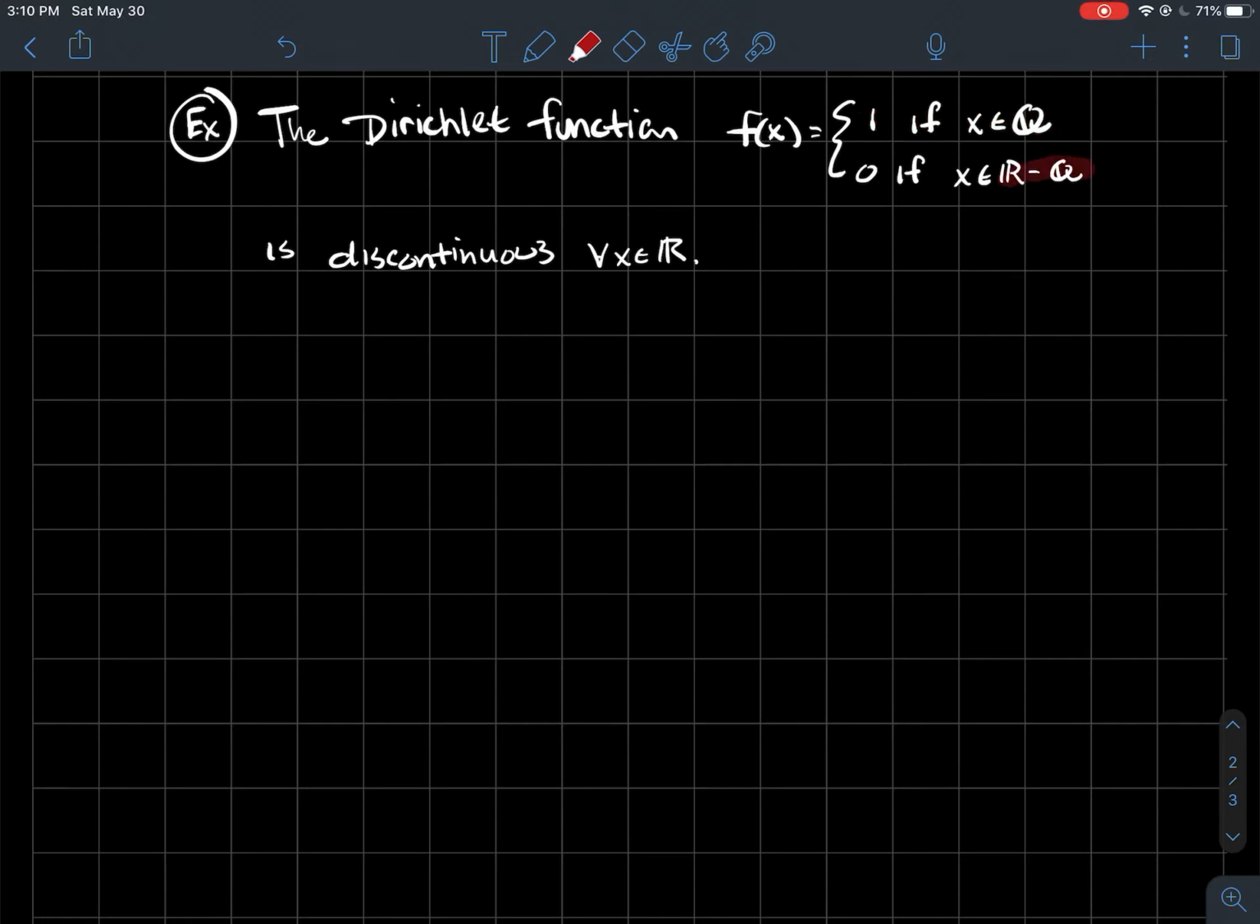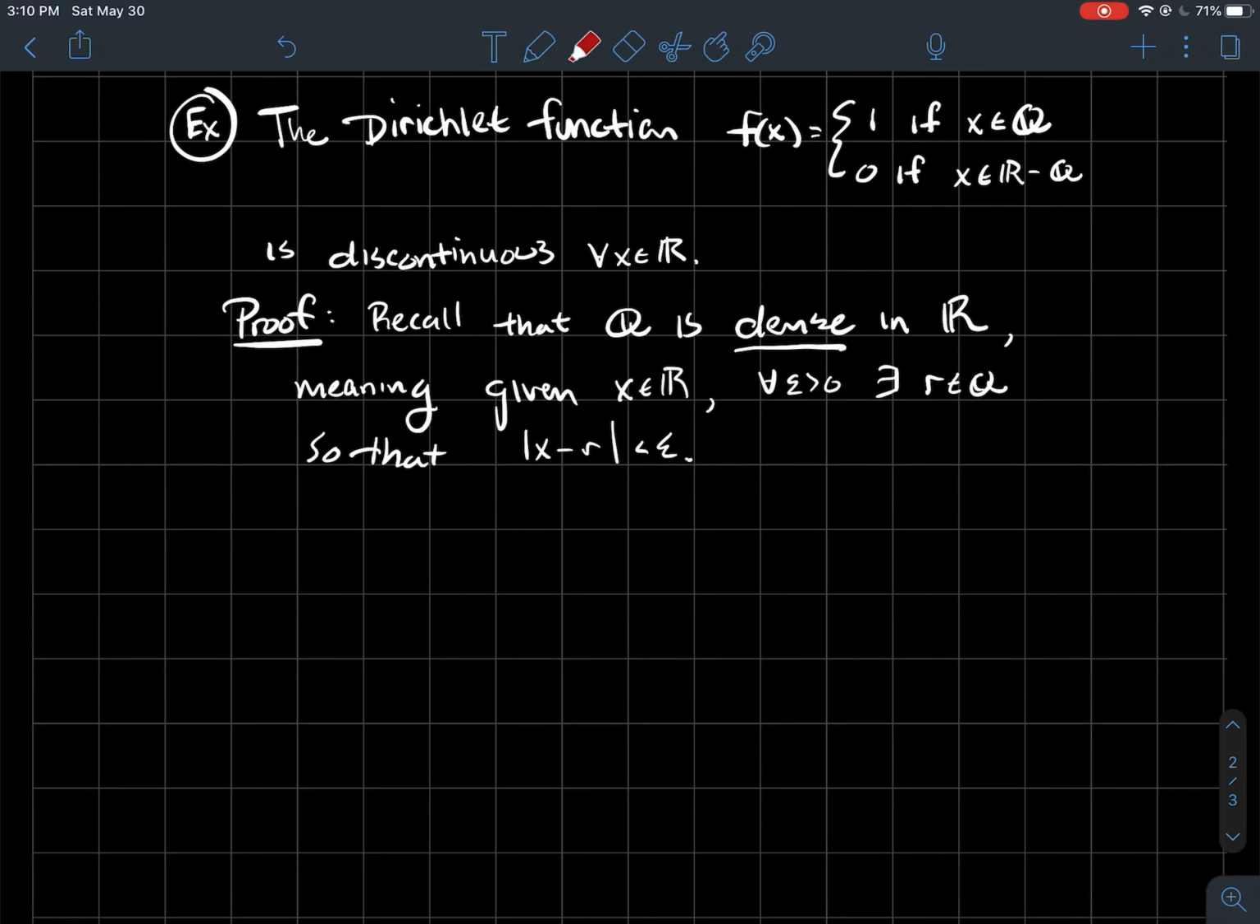So the irrationals are the set complement, or set minus, R minus Q. Those would be my irrational numbers. I claim, though, that this f is not continuous at any x in R. So it's discontinuous everywhere is another thing you might say here. So how do you prove something like this? What's one idea? Recall that the rational numbers are dense in R.